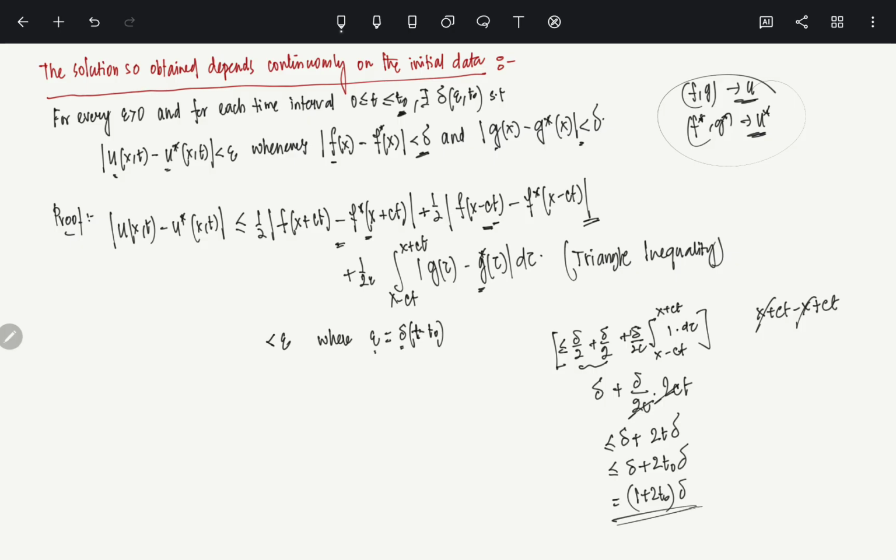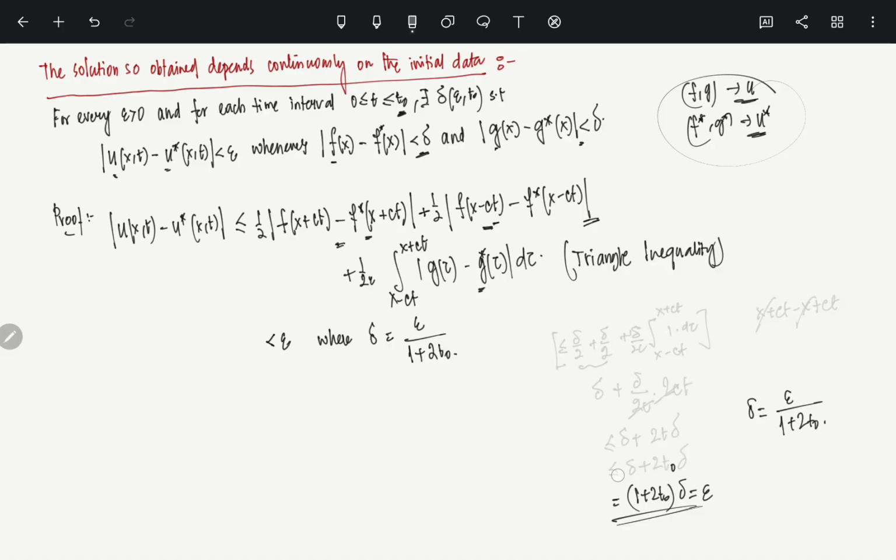Is it okay? So we can just write down this delta like this. Delta equals, oh sorry, I wrote it like 1 plus t naught, times delta. So this is your epsilon. So delta is epsilon by 1 plus 2 t naught. We can choose it like this. Yes, I hope this calculation is fine.